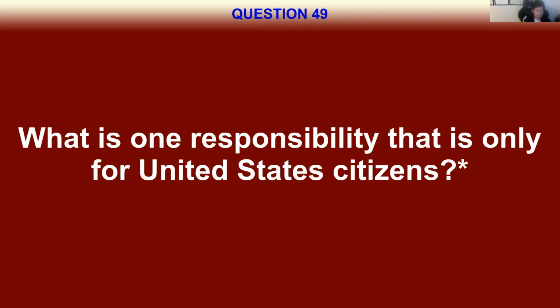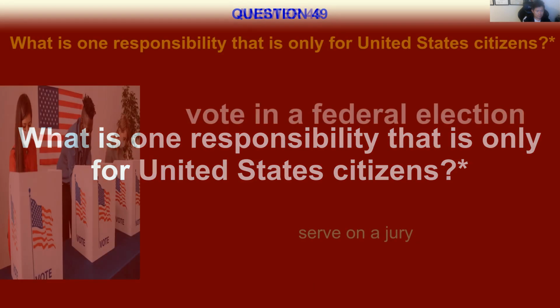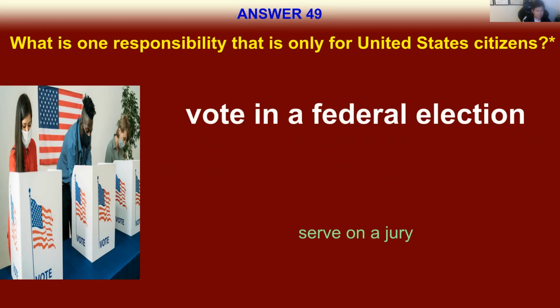What is one responsibility that is only for United States citizens? Vote in a federal election.